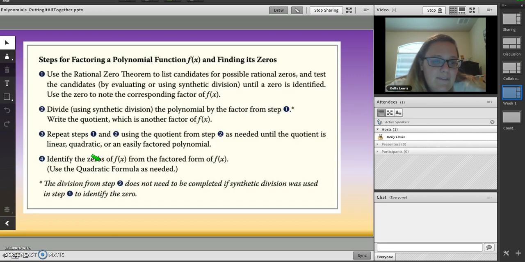All right, so I'm going to stop this video because now we're going to put all of this together and do some analyzation. Is that a word? We're going to analyze some functions. I don't know if that's a word.